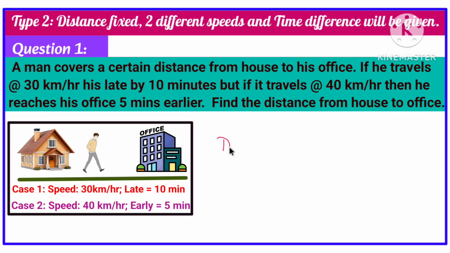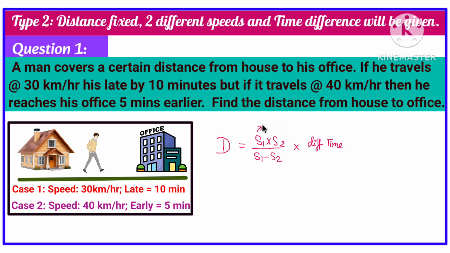Here the shortcut to find the distance is: distance equals the product of speeds, that is s1 into s2, divided by the difference of speeds, that is s1 minus s2, into the difference of time. That's it. By using this formula, you can easily find your answer. As you can see, speed 1 and speed 2 are already given in the question, that is 30 and 40 respectively. The bigger one will be S1 because you are going to write the difference over here. Always bigger one minus smaller one. You will not get your answer in negative. That you are going to remember.